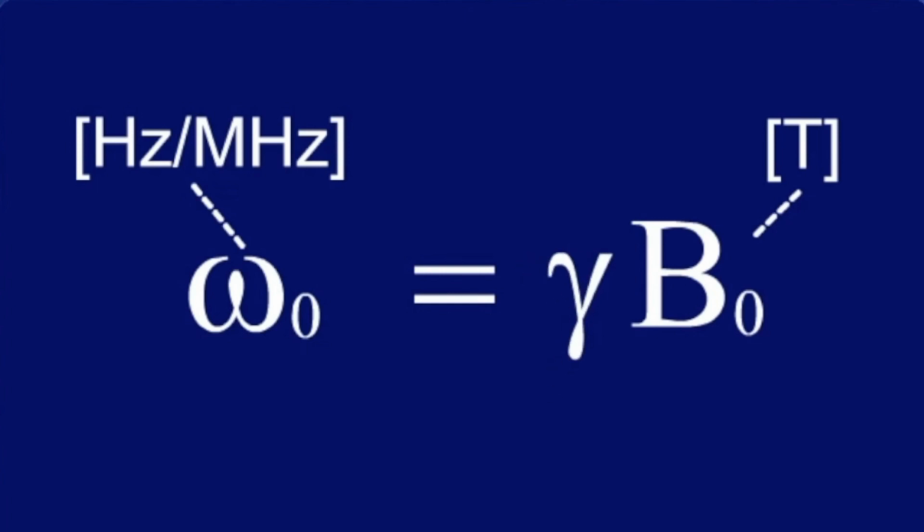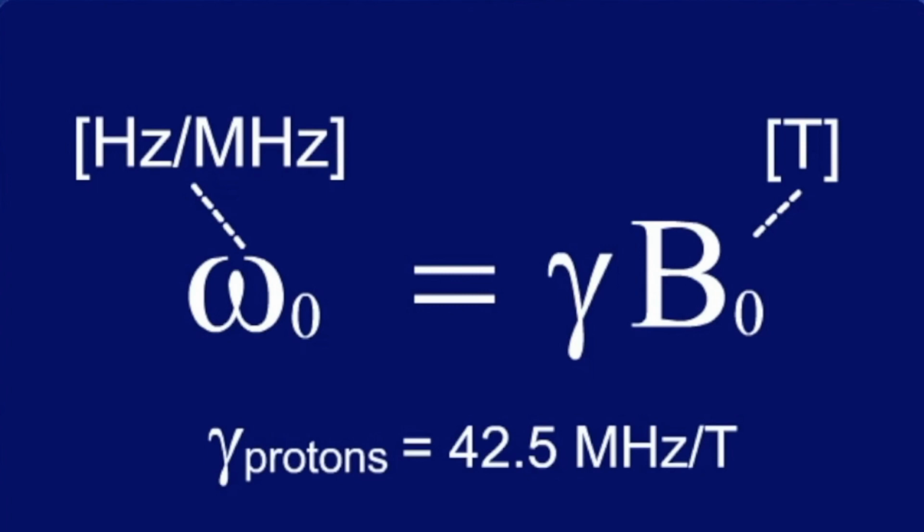This gyromagnetic ratio is different for different materials. For example, the value for protons is 42.5 MHz per Tesla. It can be compared to an exchange rate, which is different for different currencies.